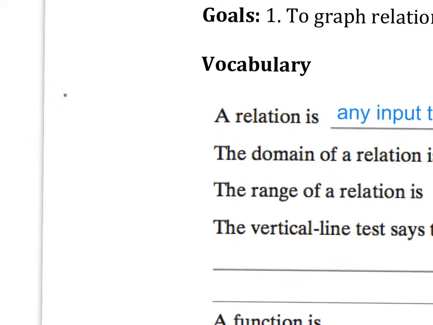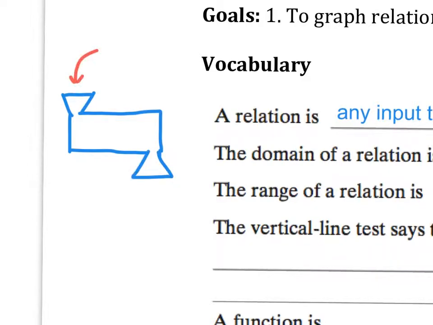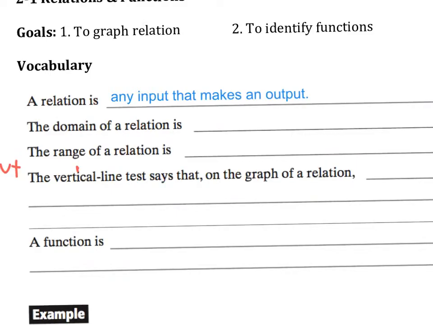So you might see a diagram that looks something like this, where you've got an input thing, and then something happens, and then we have an output. So in and out. That's it. In. That's what a hamburger is all about. Anybody? So let's go. A relation is any input that makes an output.